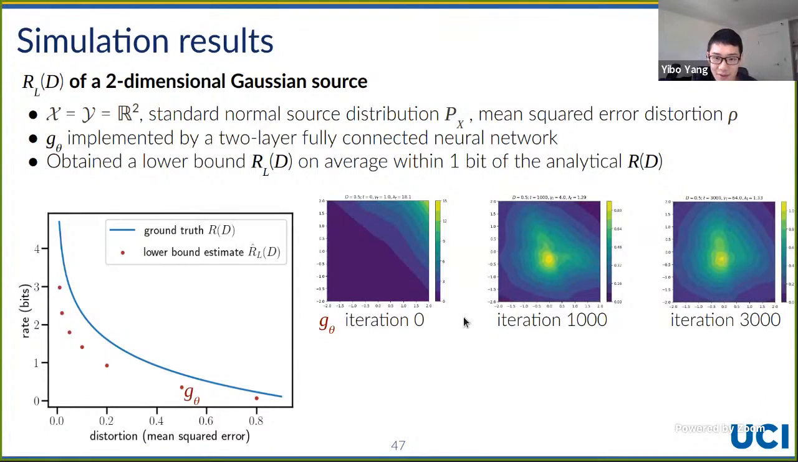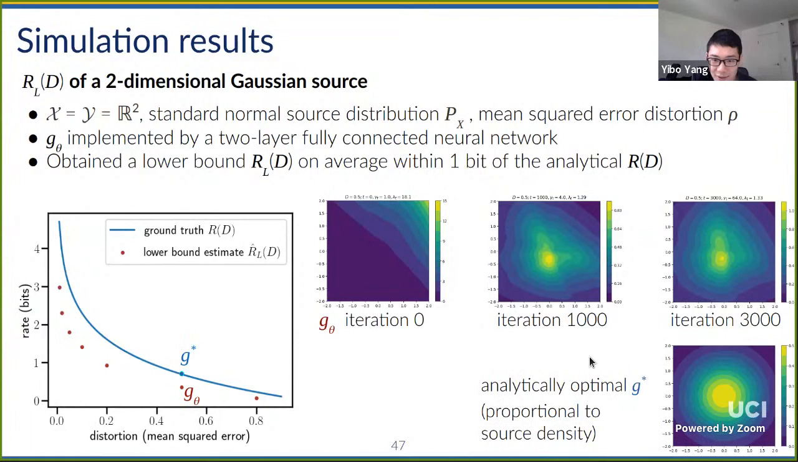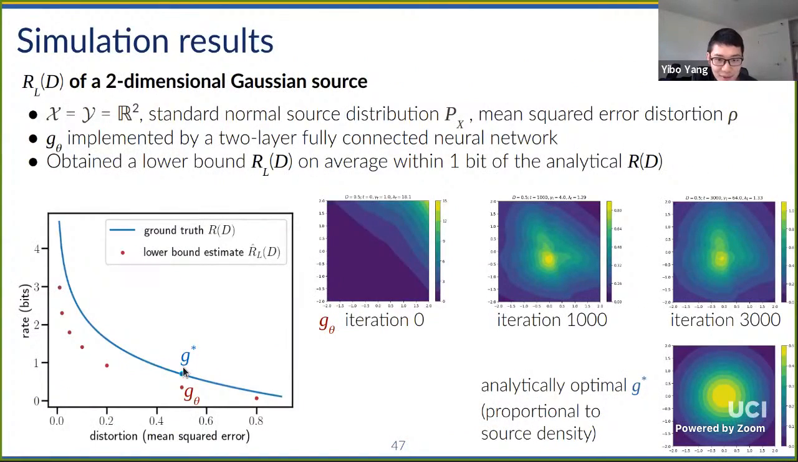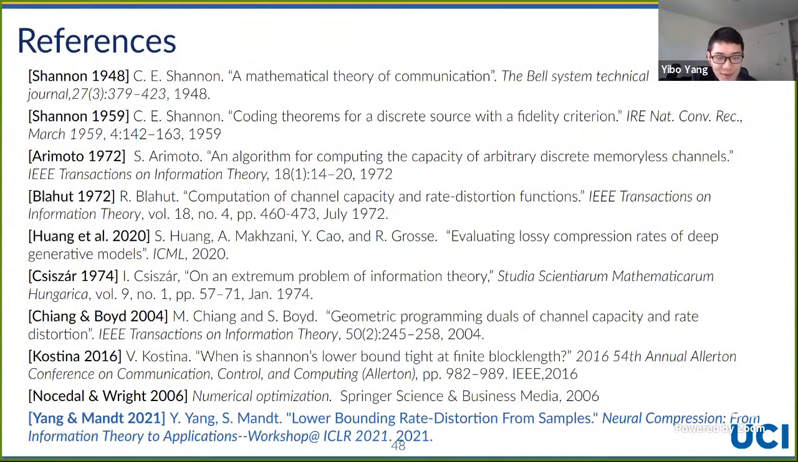And here's an example visualization of how the neural network function evolves during this optimization. It eventually converges to something that resembles the analytically optimal solution, g star, that sits above here. So with that, I'd like to conclude this presentation, and thank you for your attention. Let me know if you have any questions.